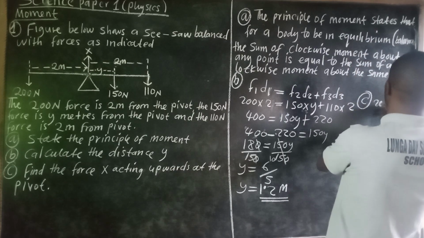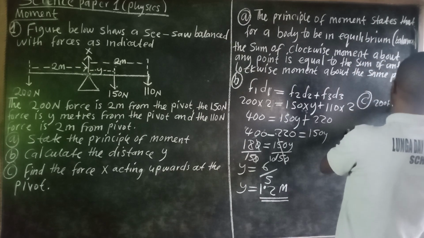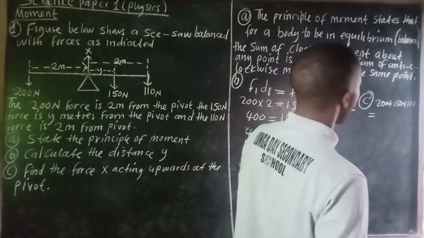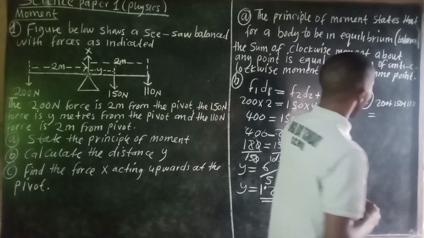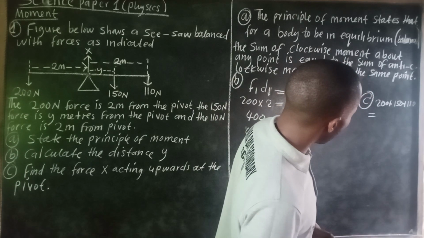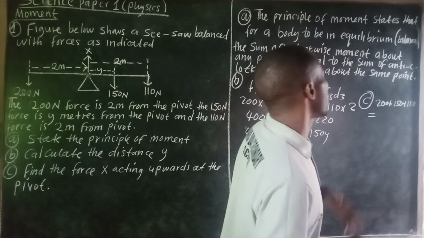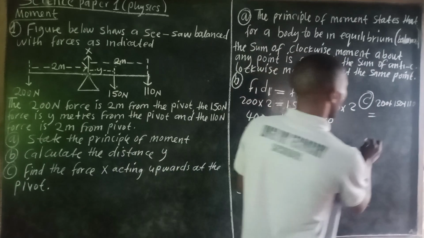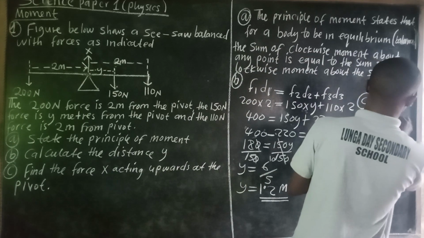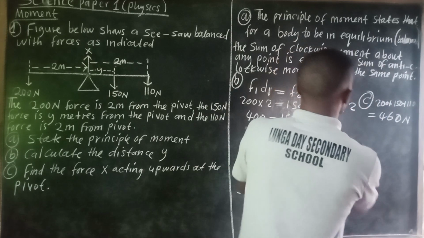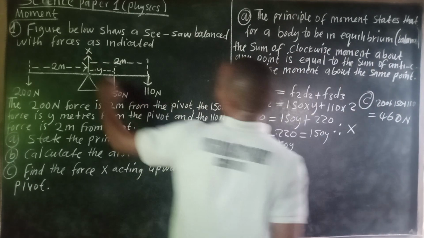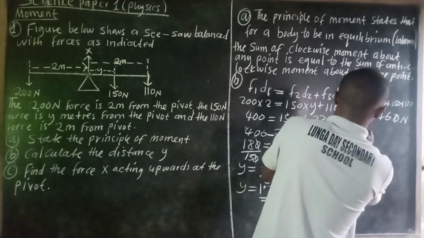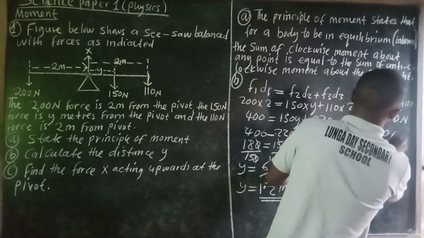The force acting downward is 200 plus 150 plus 110. When you add this, 200 plus 110 is 310. Then 200 plus 150 is 350, and 350 plus 110 is 460 newtons. This is the same force acting on top as well, because the seesaw is balanced. So X is equal to 460 newtons.